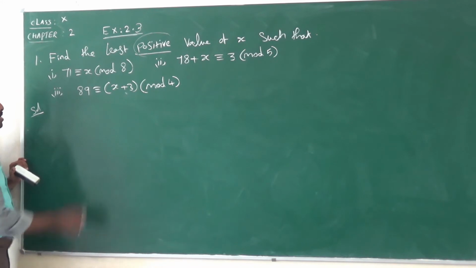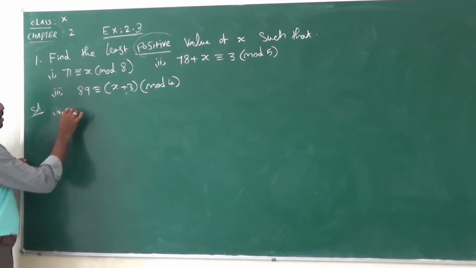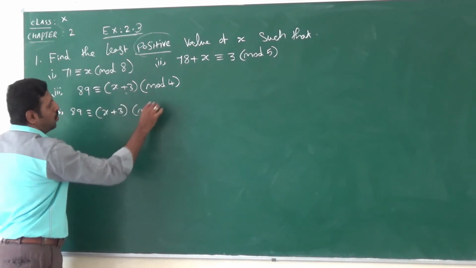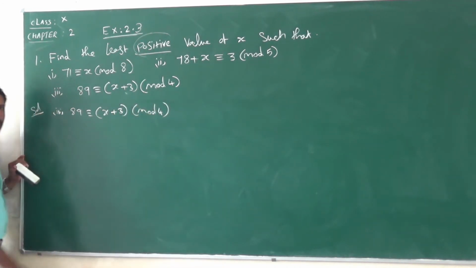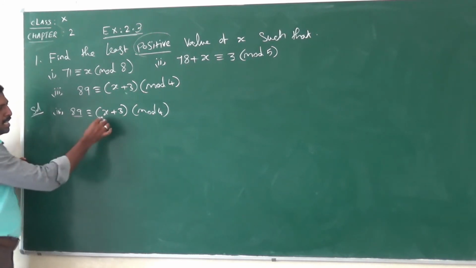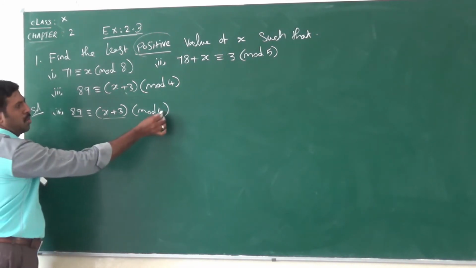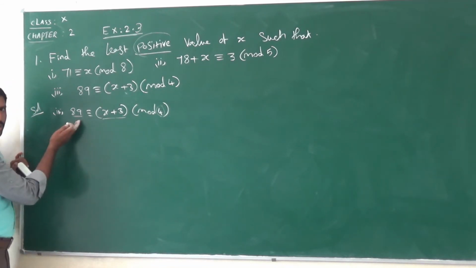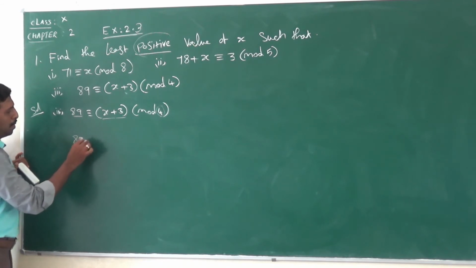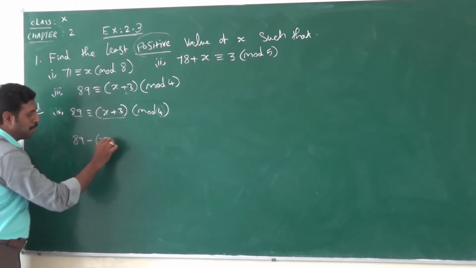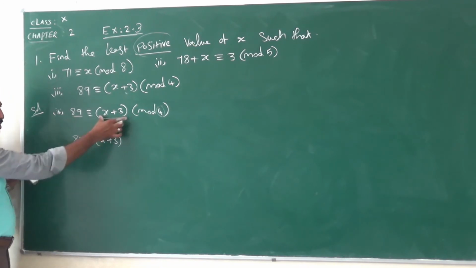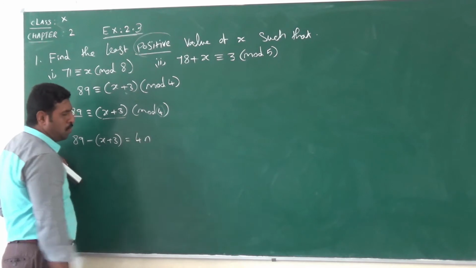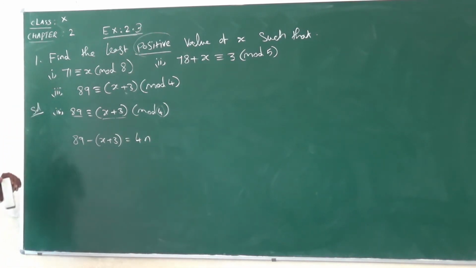This is the third Roman number, the same sum. You want to find the least positive value of x, right? The third Roman number is given as 89 is congruent to x plus 3 mod 4. See, 89 is the dividend, x plus 3 is the remainder and mod 4 is the divisor. Now I take this remainder term here. So 89 minus of x plus 3 is equal to a multiple of 4, 4n.